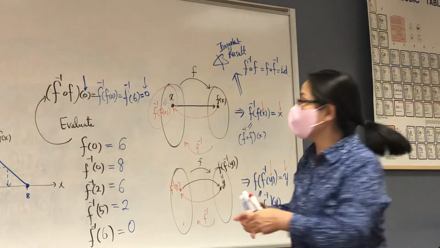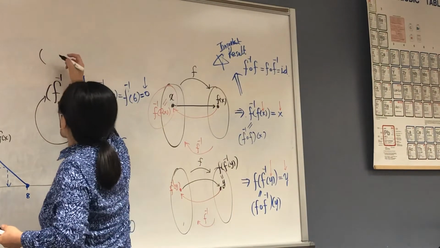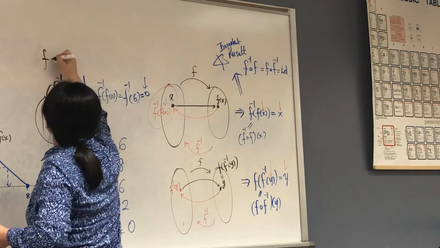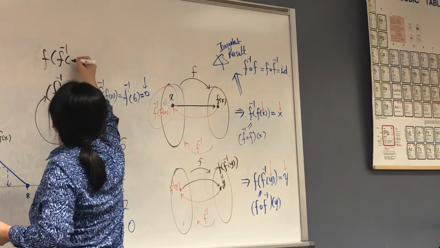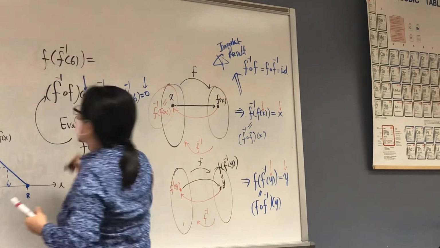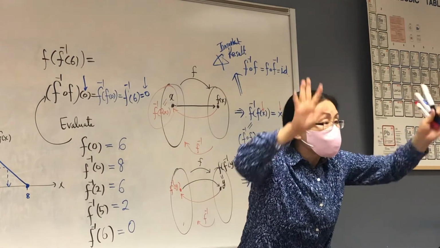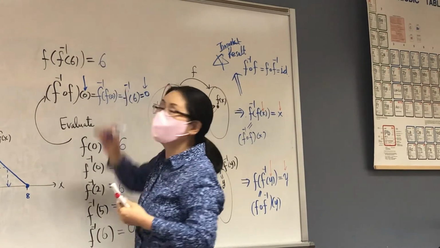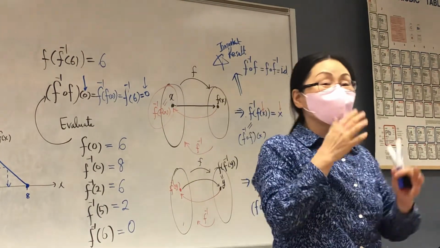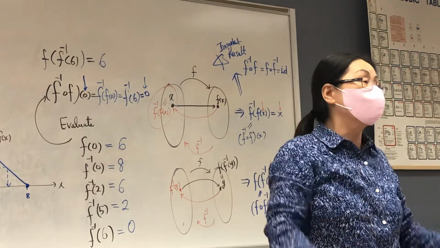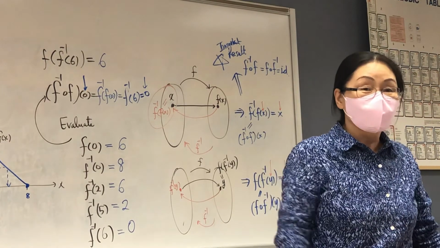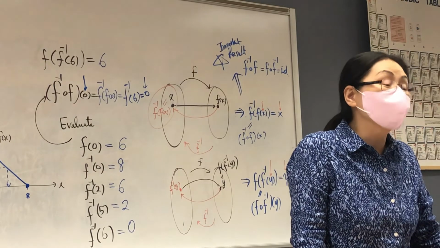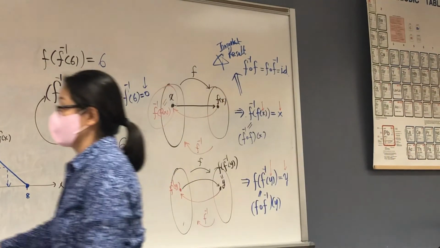And then what about this? What is this? You don't need to compute anything. What did you answer? 6. Yes. Why? Because we know that f inverse composite f is identity. Do you understand? This is only available when you have an inverse. Good.